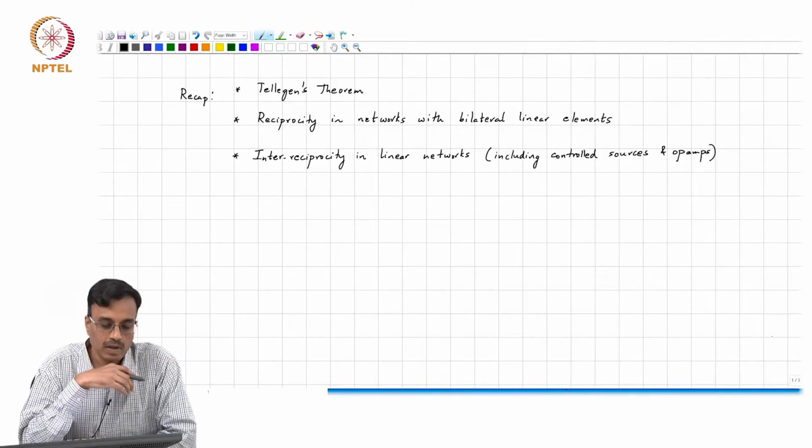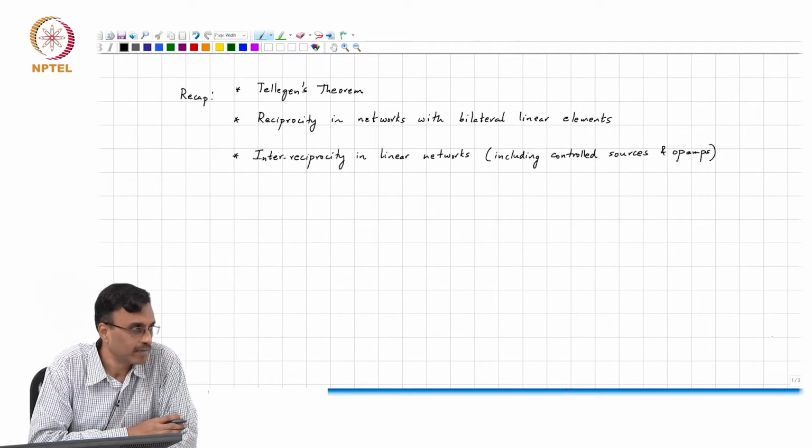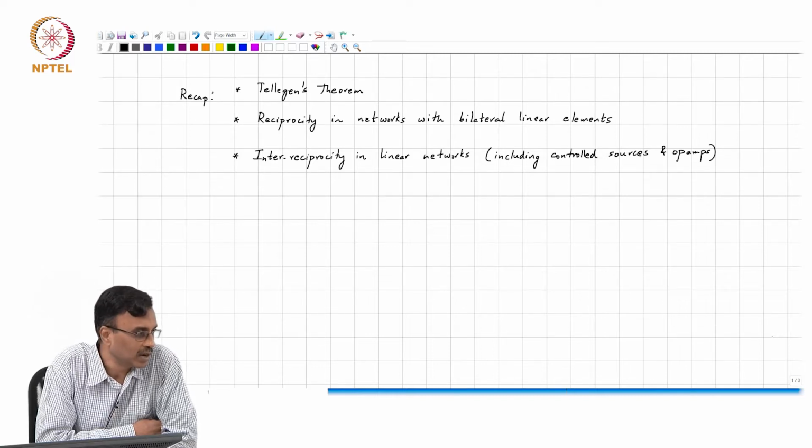Lecture 5. A quick recap of what we have done in this course so far. We have learnt about Tellegen's theorem, and how it was used to prove reciprocity in networks with linear bilateral elements. Unfortunately, while reciprocity is great and very useful in practice, it is not applicable to a large class of networks that we often deal with, namely those with control sources.